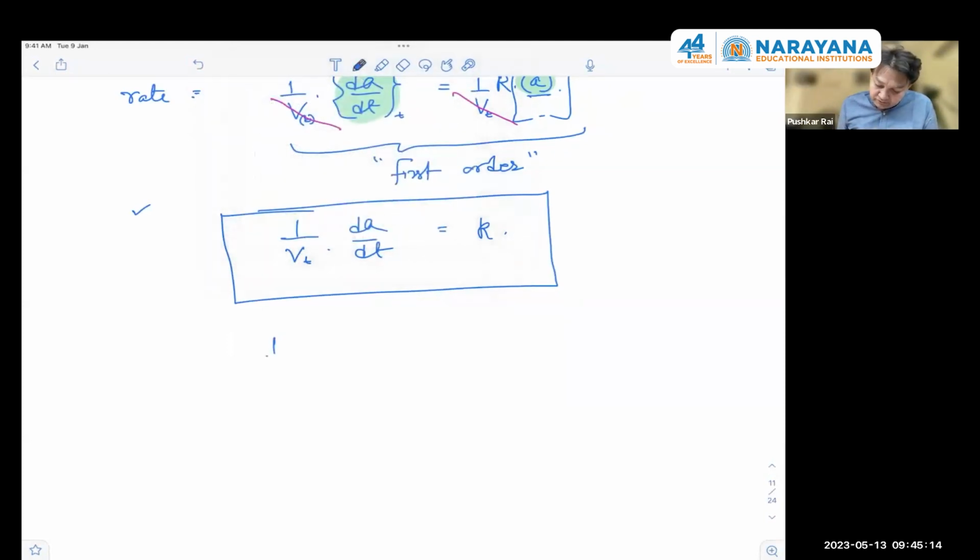If it is second order, 1 upon Vt dA by dt you will write will be equal to what? K times A power x, and A power 1, and suppose some other thing is there, B power 1. So you'll write here V, you'll write here Vt. If you just put it here, Vt and Vt, okay. So now you're going to do it. This Vt is not going to be entirely cancelled.